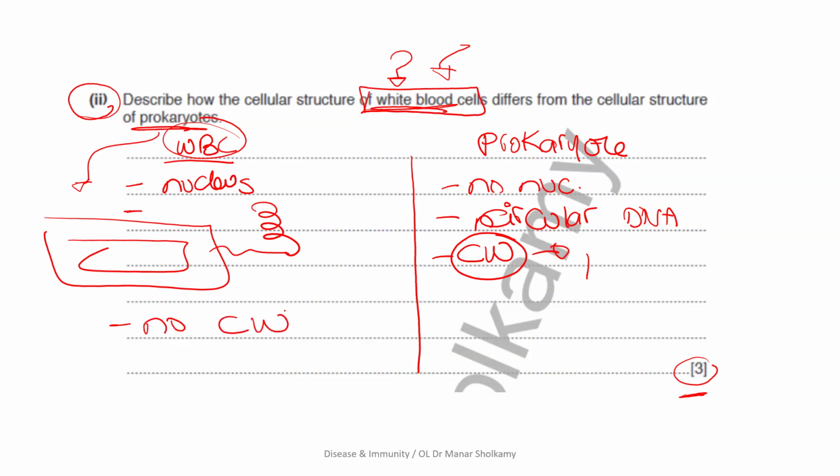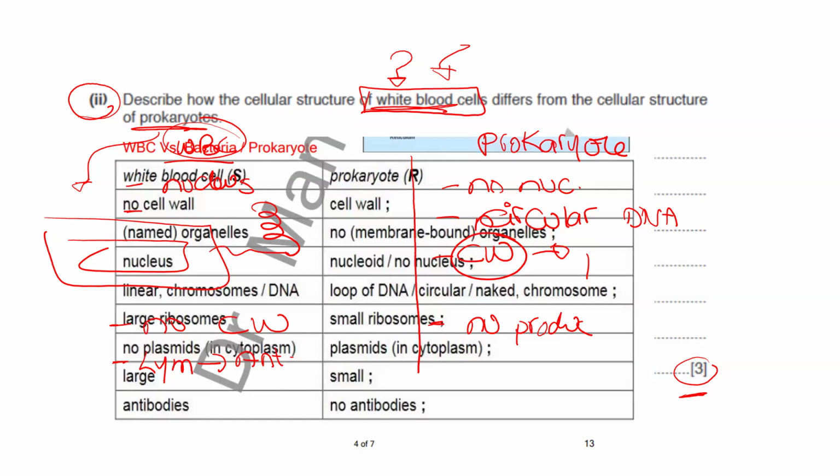Okay, yes, we did say 3 differences, but give me a 4th difference just to be on the safe side. White blood cells produce antibodies. Not all of them, give me a specific type. Lymphocytes. Yes, lymphocytes produce antibodies. Excellent. Prokaryotes, do they produce antibodies? No, no production of antibodies. Very good. And actually, you have the answer to this question in your notes on page 13.